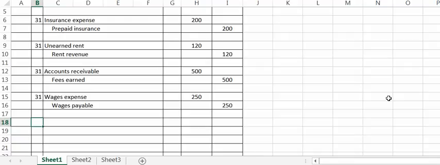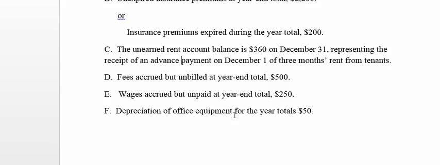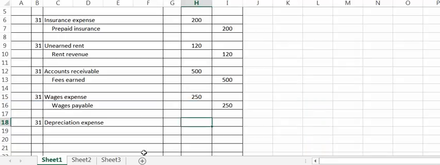Because when is the copier helping us to earn more revenues? Well, it's helping us to earn more revenues in years 1, 2, 3, 4, and 5. So we want to take a part of its cost as an expense each year that it's useful to our business. And we'll do that, that's called depreciation. So we'll do that by debiting a new expense account called depreciation expense. It's an expense account, increases on the debit side. And they told us depreciation of office equipment for the year was $50. So we'll make the entry for that amount.